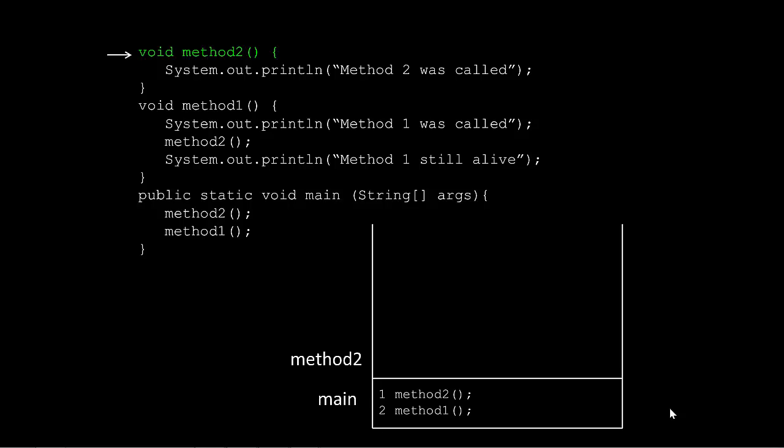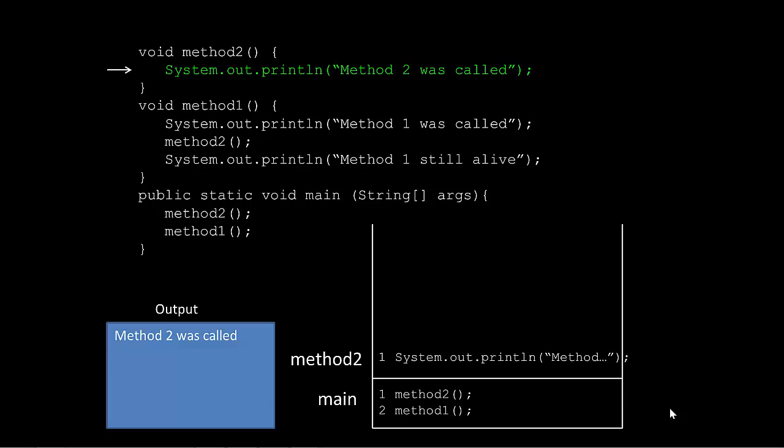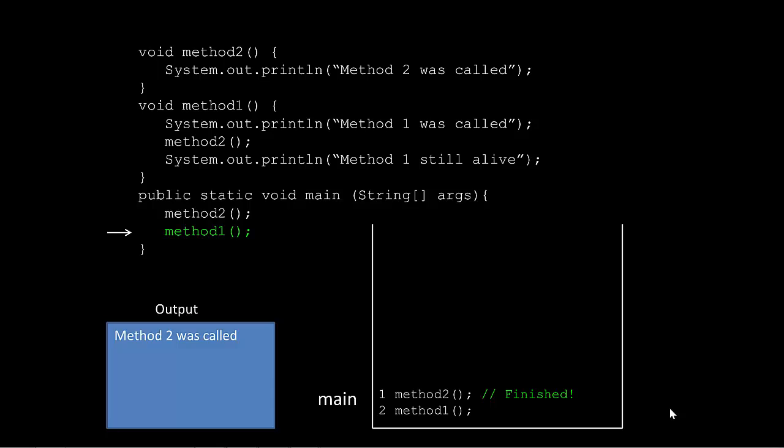So if you look at method 2 here, there's only one thing that method 2 has to do. It has to print something out to the screen. So as this thing runs, the first thing that's going to print out is "method 2 was called." Now method 2 has just finished. So what's going to happen is that we remove method 2 from the stack and then we return back to main. If you notice, I put a comment next to the first thing that main had to do to say that this task has been completed.